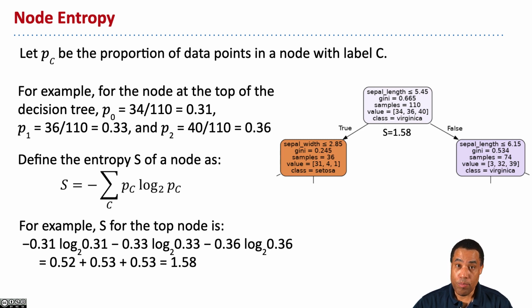So, given P sub C, we're going to define node entropy as follows. It's going to be the sum of each of the P sub C values times the log base 2 of that P sub C value. Now, since P sub C is less than 1, the log base 2 is going to be a negative number, and so when we take that sum, we're actually going to take the negative of that, so we get a positive number out of this. So we end up with negative 0.31 times the log base 2 of 0.31, minus 0.33 times the log of 0.33, minus 0.36 times the log of 0.36. So we end up with 1.58 as our node entropy.